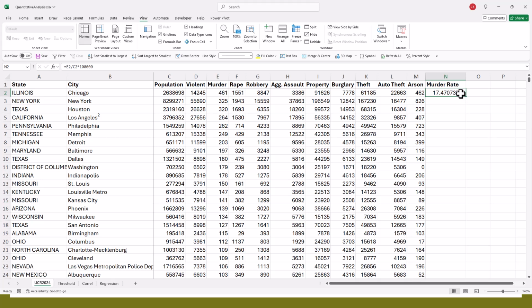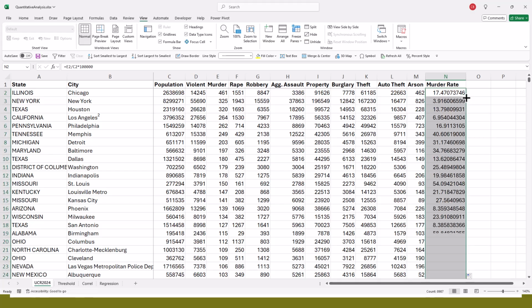Anyway, let's fill this down for all of the other cities in the spreadsheet, which we can easily do just by double-clicking on the little nib in the lower right-hand corner. That will send it down, and as it sends it down, it will adjust the row reference by 1 for each new row, so that we're always ensuring that we're calculating the murder rate for that particular city.